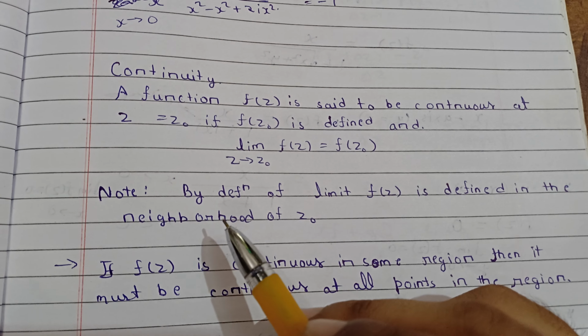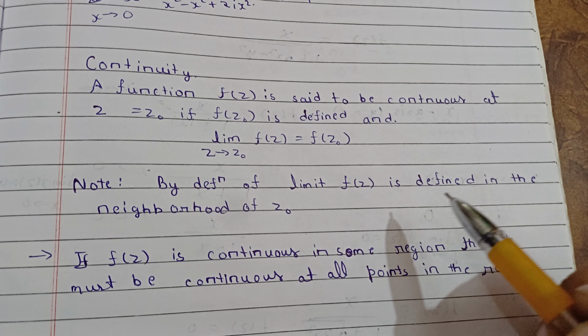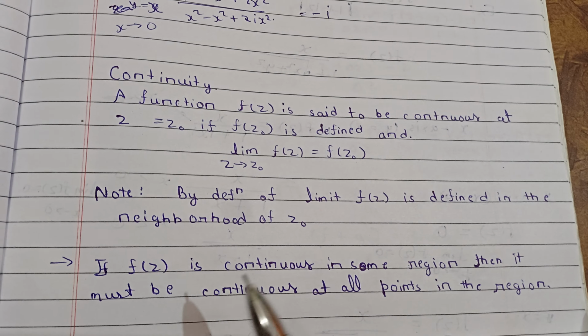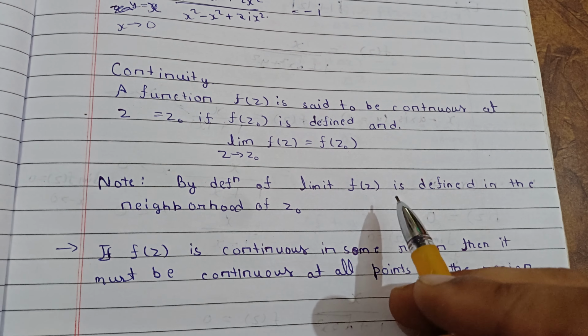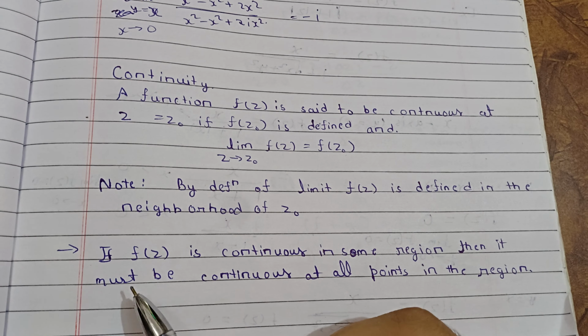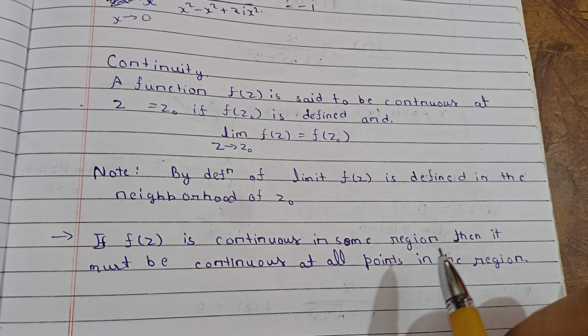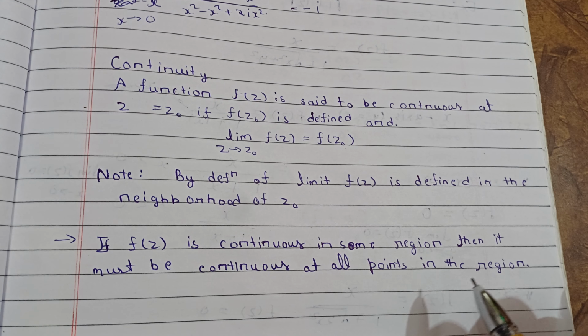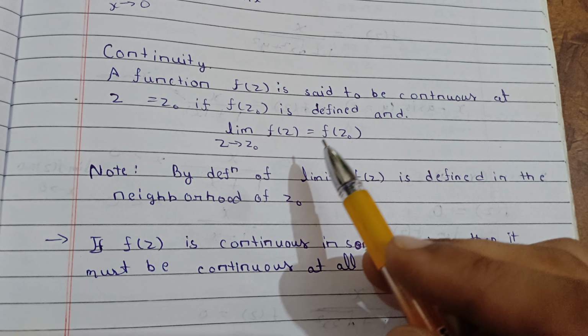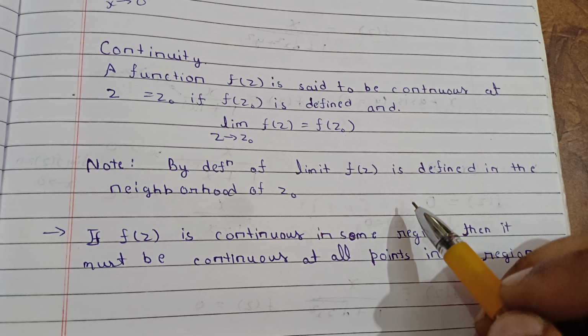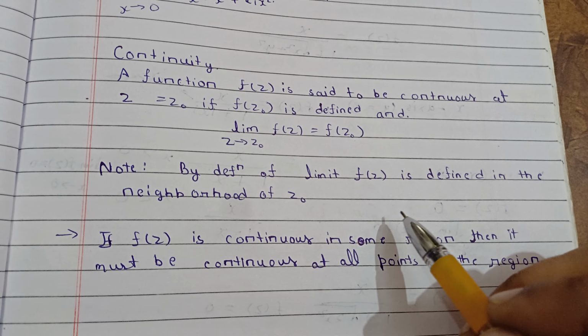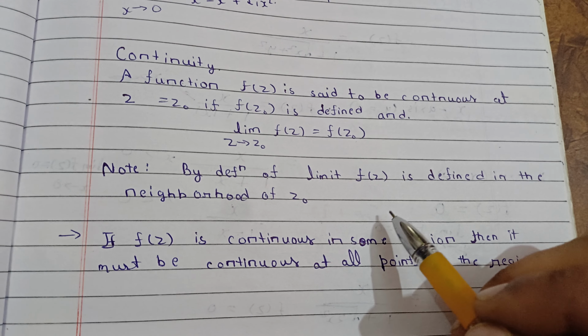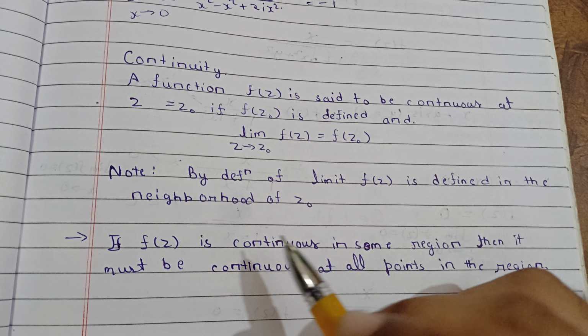By definition of limit, f(z) is defined in the neighborhood of z naught. So that's how you can check if limit is defined or not. If f(z) is continuous in some region, then it must be continuous at all points in the region. So this was the continuity at one point. Now if we say that function is continuous in a particular region, then it must be continuous on all the points in that region. Then we say that this function is continuous in that region.